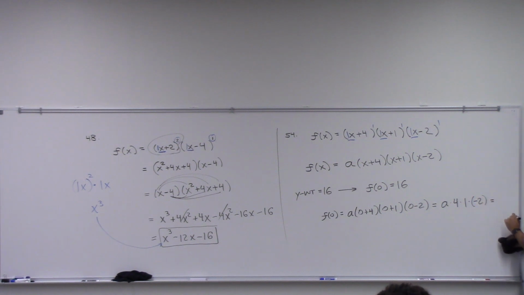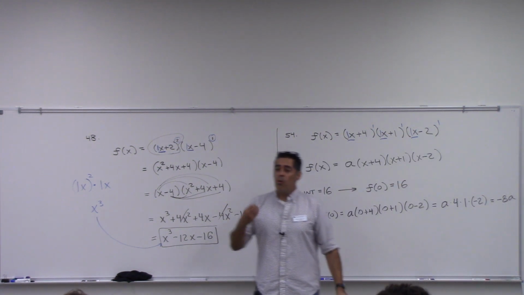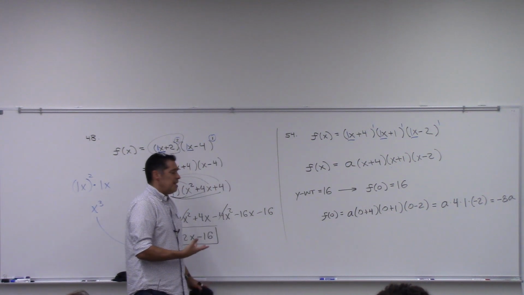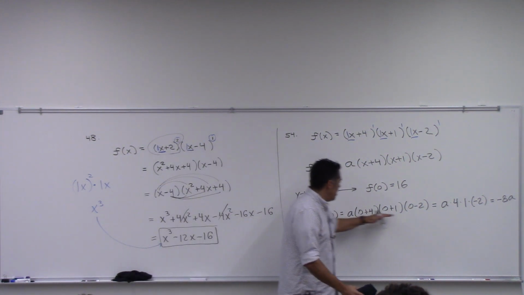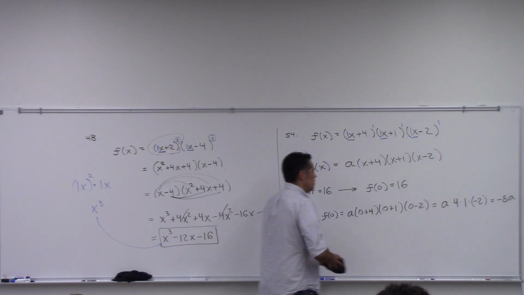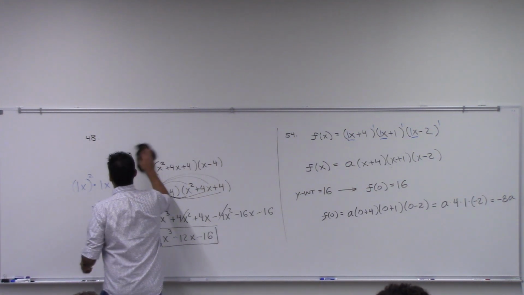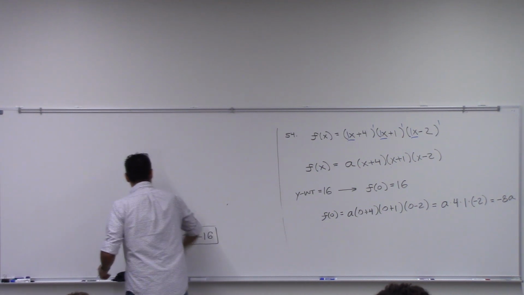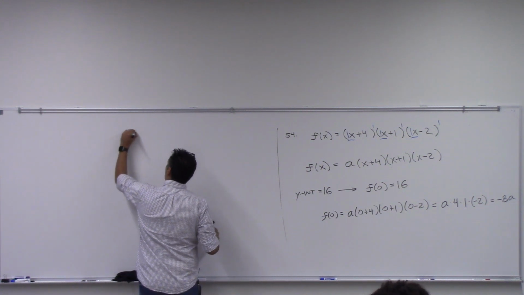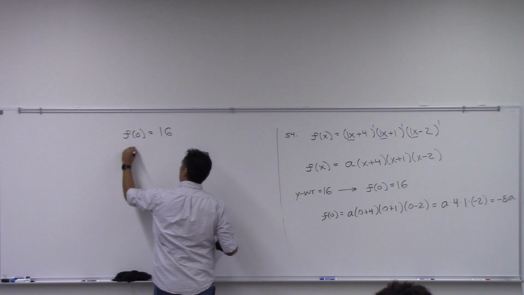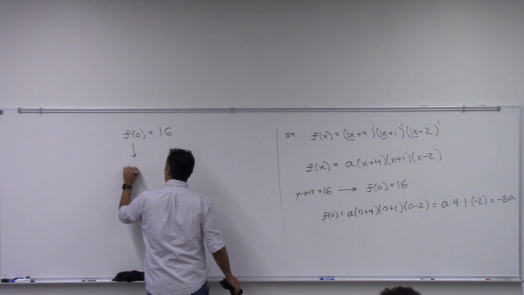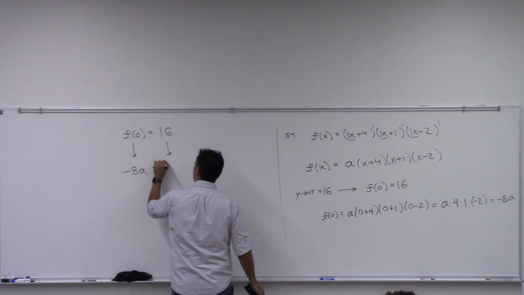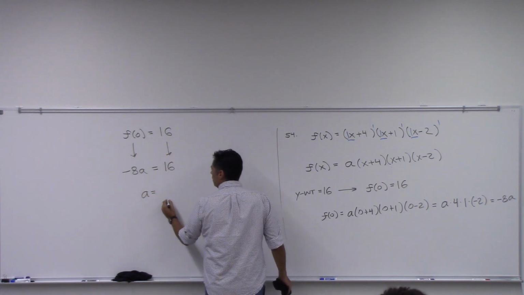Which is -8a. If I plug 0 into this function, I get -8a. What do I need that to be equal to, though? 16, right? I need that, when I plug 0 in, to be equal to 16. Let me write it over here a slightly different way. I think this will make a little more sense in case you're confused. If we're saying that f of 0 has to be 16, we just found out that f of 0 was -8a, right? And that must equal 16, which means a has to be negative 2.